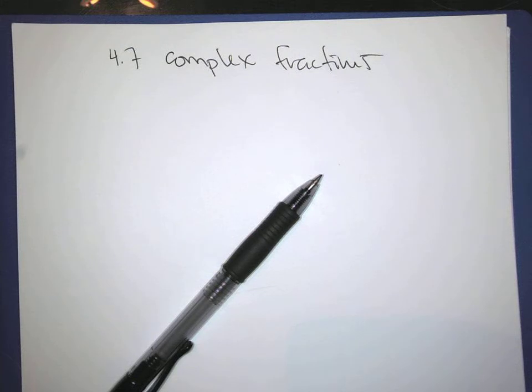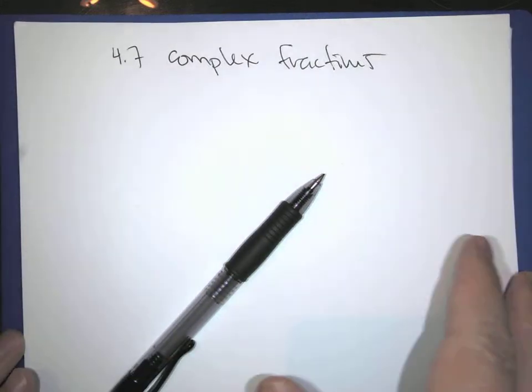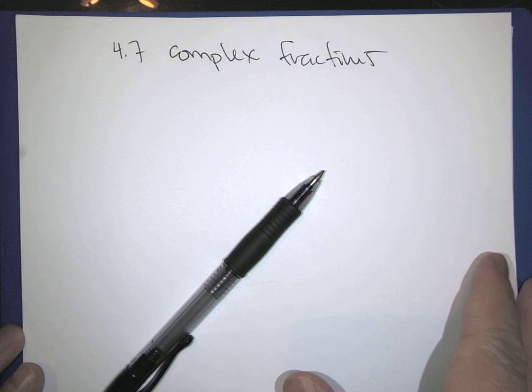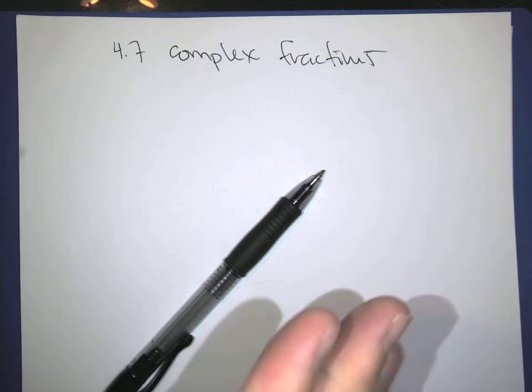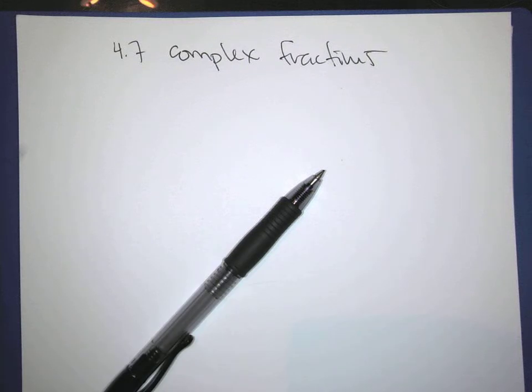Section 4.7, one of the best sections, just so good. It sounds like I'm overcompensating with enthusiasm. It's fine, I'm just joking around a little bit. 4.7 is about complex fractions, which makes it sound right. Literally, the word complex is in the name, so you would expect it to be really confusing and tough.